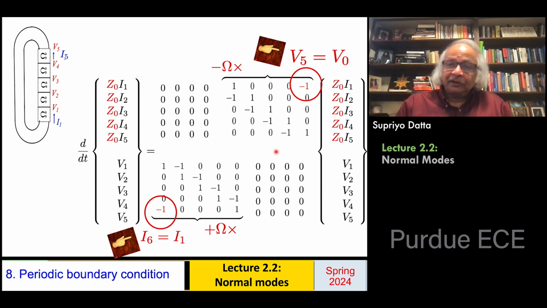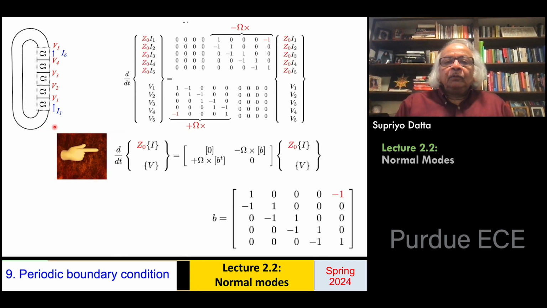Although I can imagine there could be some systems where you actually have a periodic boundary condition, where you're making it into a resonator, not by putting an open circuit and short circuit, but by taking one output and tying it back to the input.